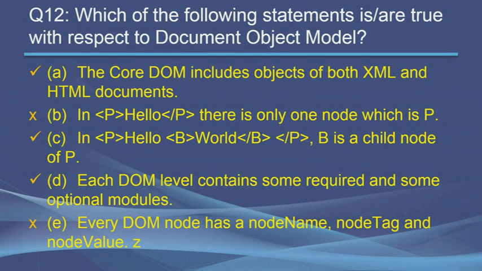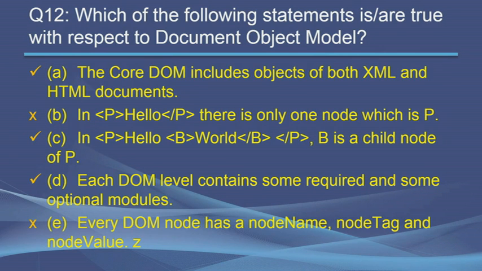The option B is, in P open tag hello and P close tag, there is only one node, which is P. Actually that is incorrect, because the element is P but hello itself is actually a node immersed between the open P and the close P tag. So it is important that you understand this, that hello itself is a node on its own. It's a text node, and it is included between the open paragraph and the close paragraph tags. So B is incorrect.